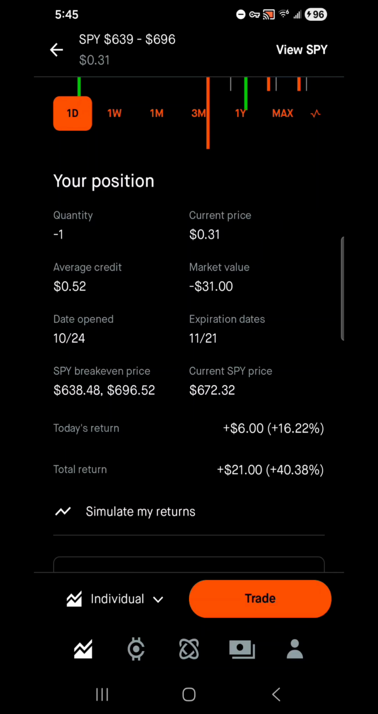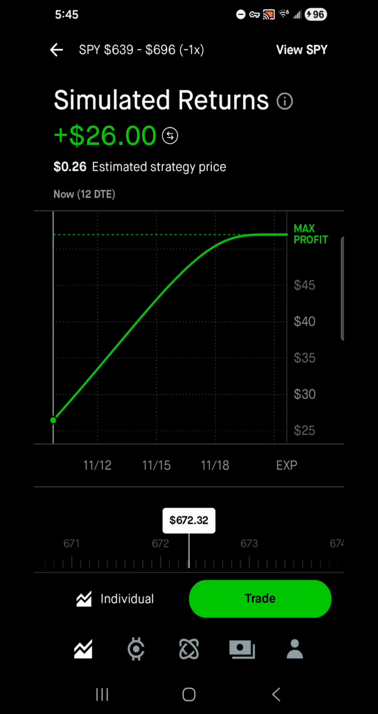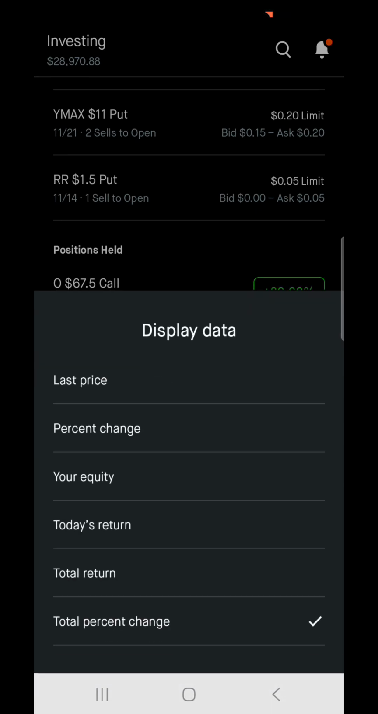So I could click on simulate my returns and see if I hold on to this for a little bit longer, then I could squeeze out a little more profit. And so that's my rankings for these metrics.